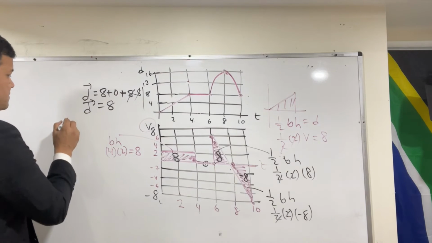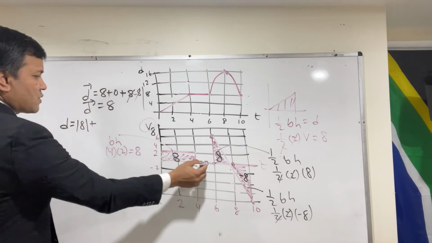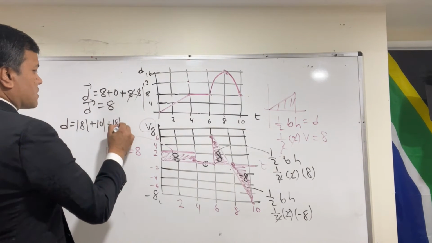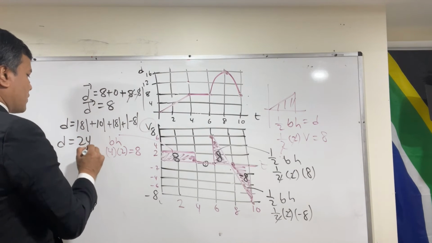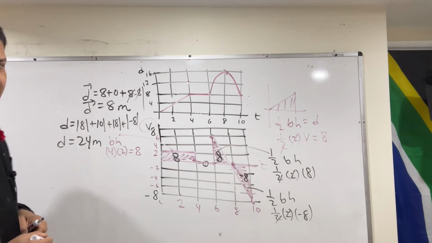Our distance is the absolute value of 8 plus absolute value of 0 plus absolute value of 8 plus absolute value of negative 8. So our distance is 24 meters and displacement is 8 meters.